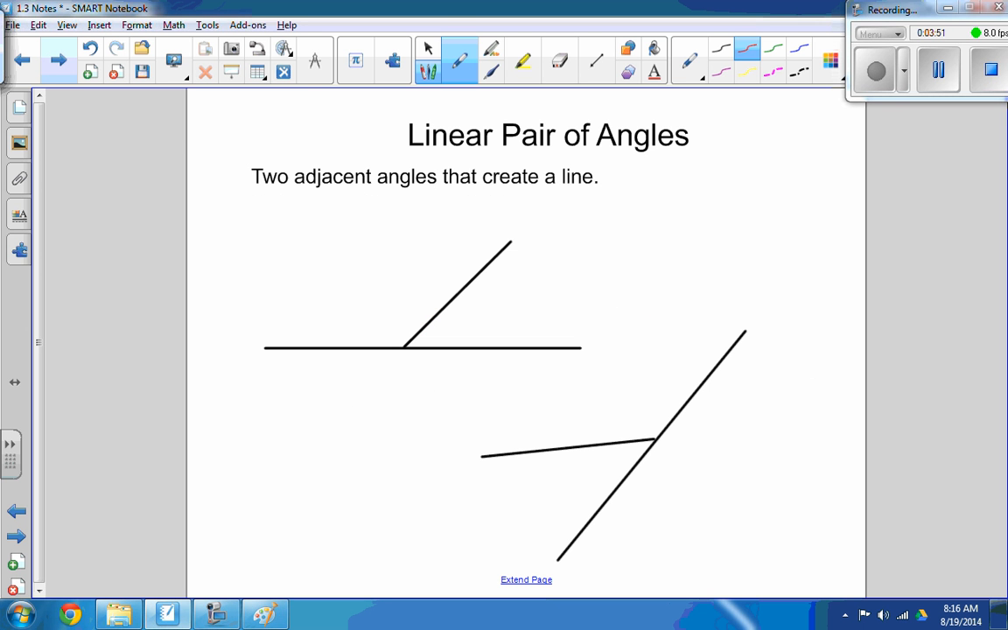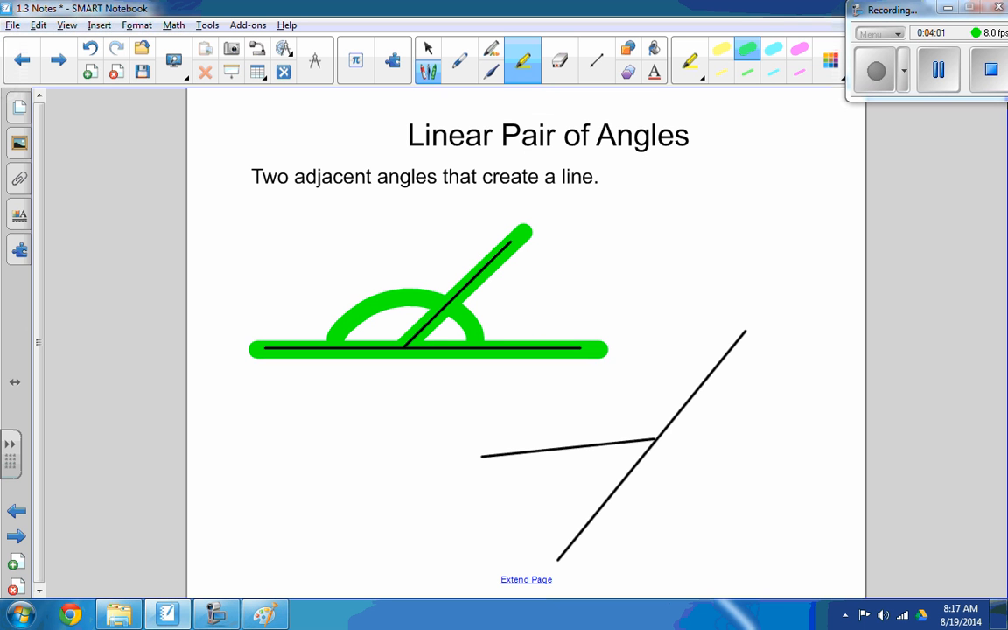A linear pair, there are two adjacent angles that create a line. Remember, adjacent means they share a side in common. So those two angles create a line, linear pair. They're supplementary as well. Remember, they add up to 180. So here, these two angles create a line. They are a linear pair, supplementary, add up to 180.